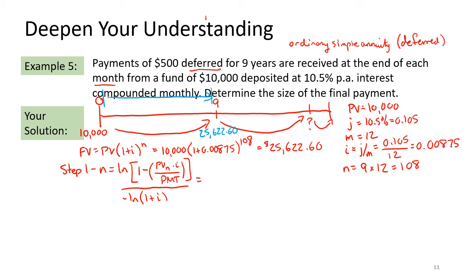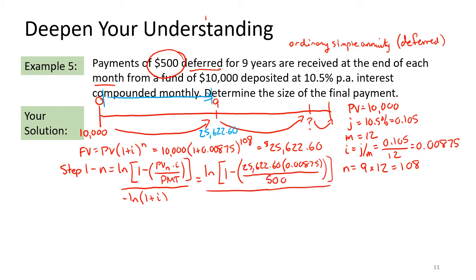So if you substitute, we know all these values, right? So our ln of 1 minus our present value, which we just calculated at the start of the annuity, $25,622.60, multiplied by the periodic rate of interest, 0.00875, divided by our payments, again given in the question, of 500, and that is divided by the negative ln of 1 plus 0.00875.